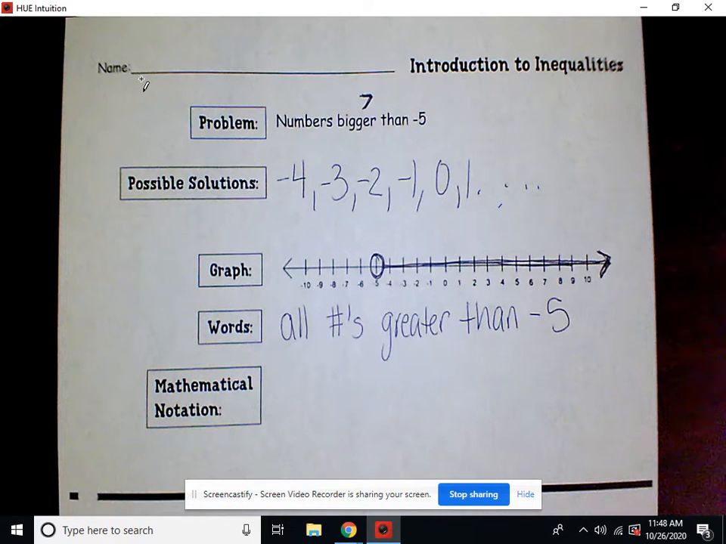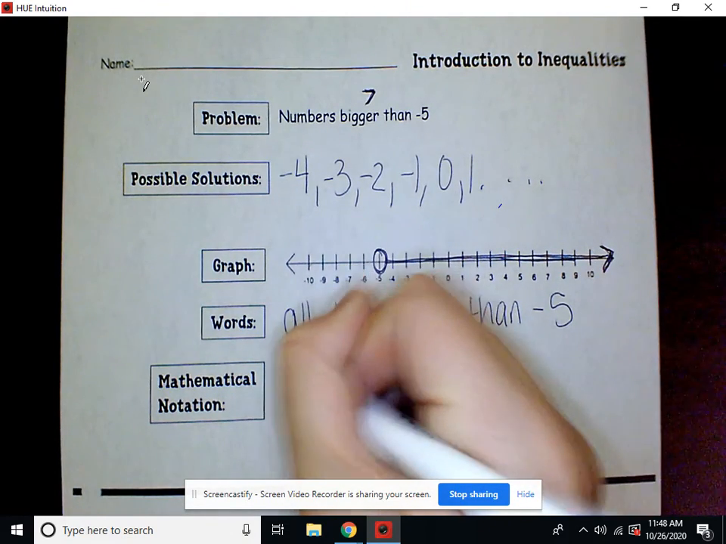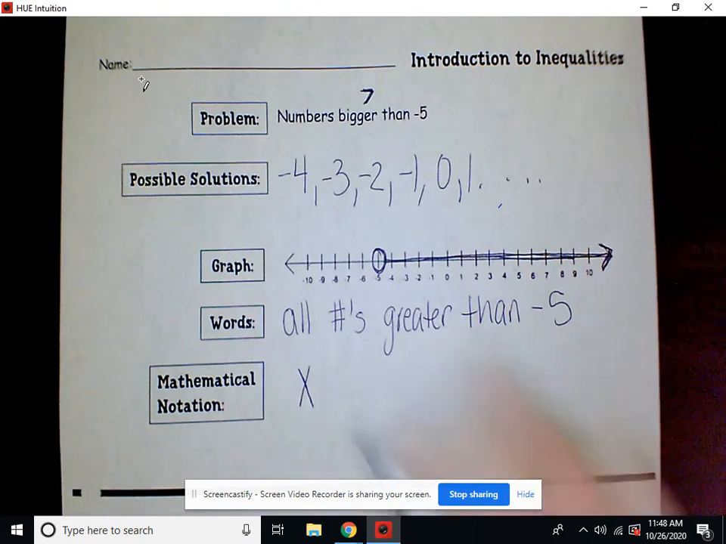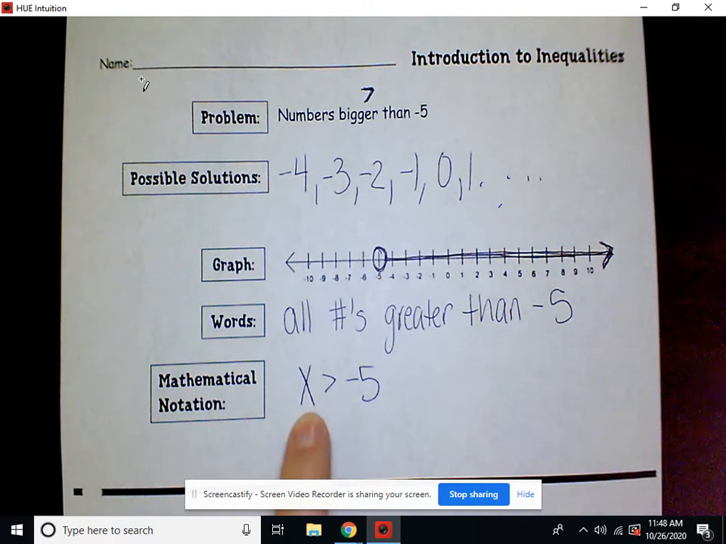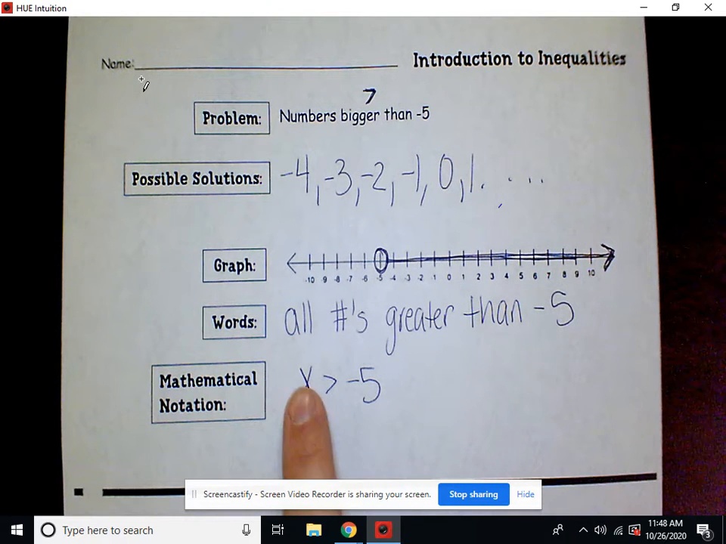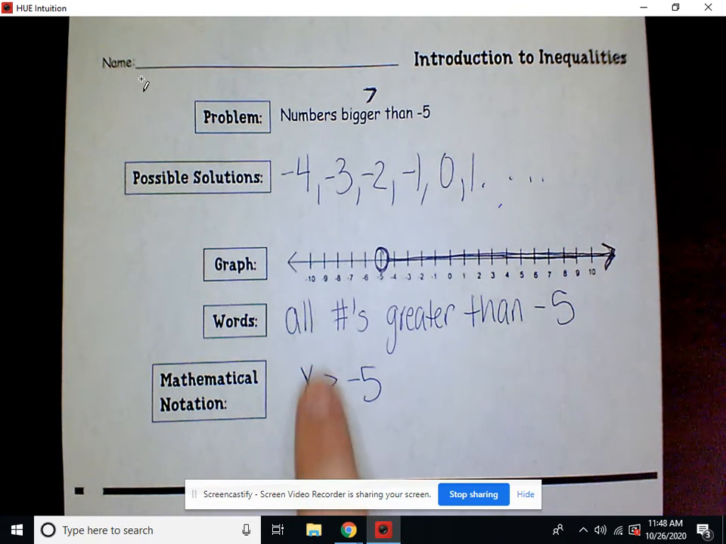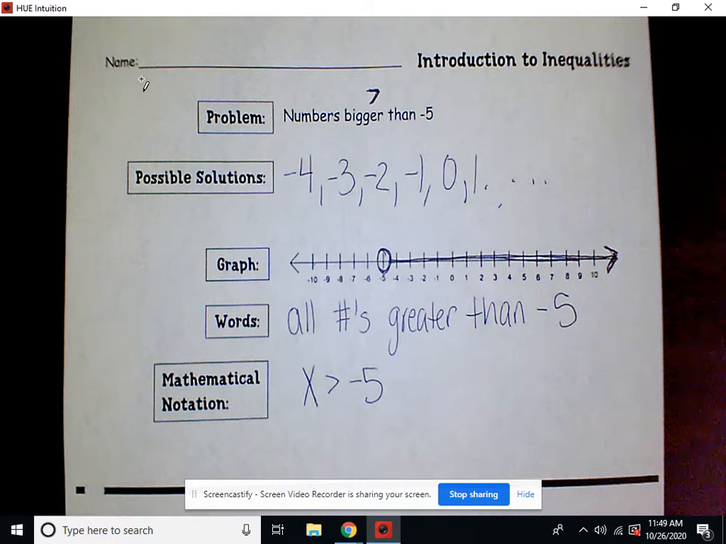So for the mathematical notation, this is where we're going to have a variable, which is our letter, our arrow, and then our number that we're looking at. We have lots of answers, so we can't say -4 is bigger than -5. -3 is bigger than -5. We've got to have some universal saying. So we put a letter. We're going to use X, our greater than symbol, -5. So this allows us to plug in any number to see if it's true. So -4, that makes it true. -3 makes it true. You can put 100. 100 makes that true. So that X represents all the numbers, many, many numbers.